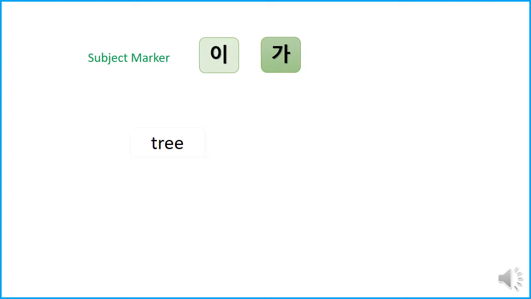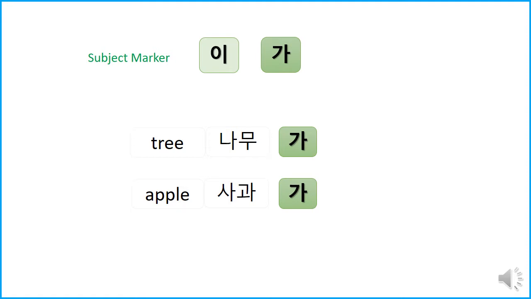Let's make some more sentences here. Tree in Korean is 나무. 나무 ends with no 받침. 나무가, 나무가 많아요. Apple. In Korean, 사과. Again, that S is very soft S. 사과 ends with no 받침. 사과가, 사과가 많아요.